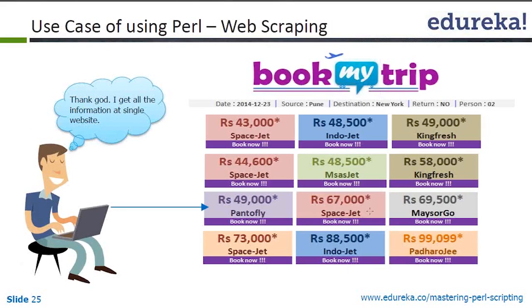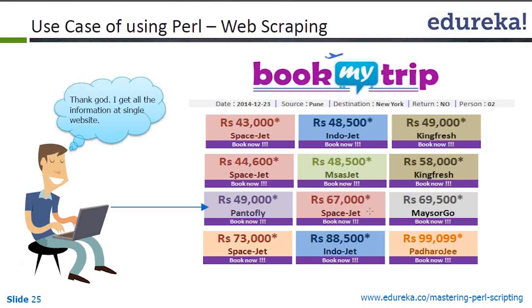Now there are a few use cases which I'd like to discuss. First one is web scraping. Now, let's say I want to search for a flight from Mumbai to New York. There are various kinds of airlines available. I can go to one website and look for the flight, and I compare the price of this particular flight with other flights by going to the other website. So this is a tedious task for me.